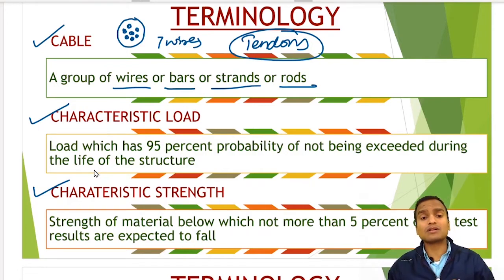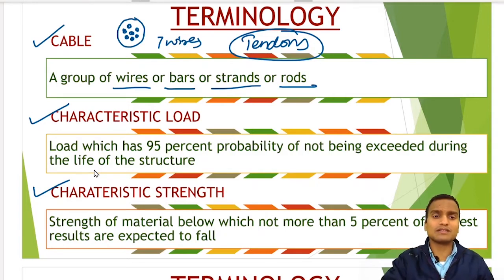Means the characteristic strength is that minimum strength of the test samples below which only 5% of the test results will be falling down. Okay, so these are the characteristic load and characteristic strength.